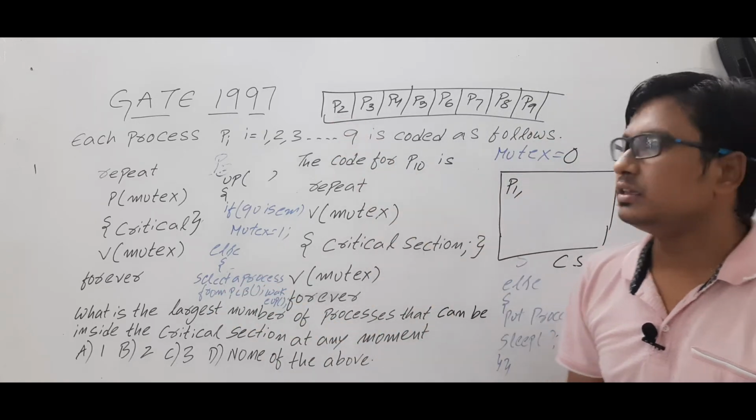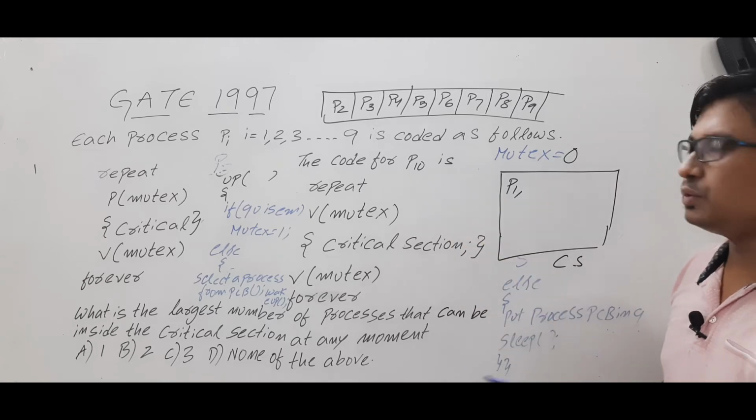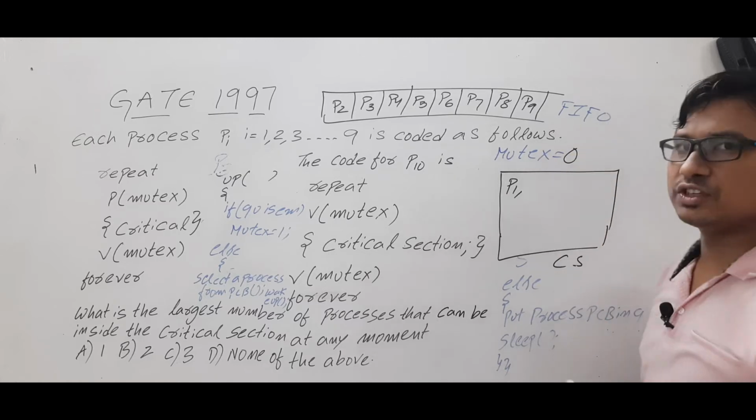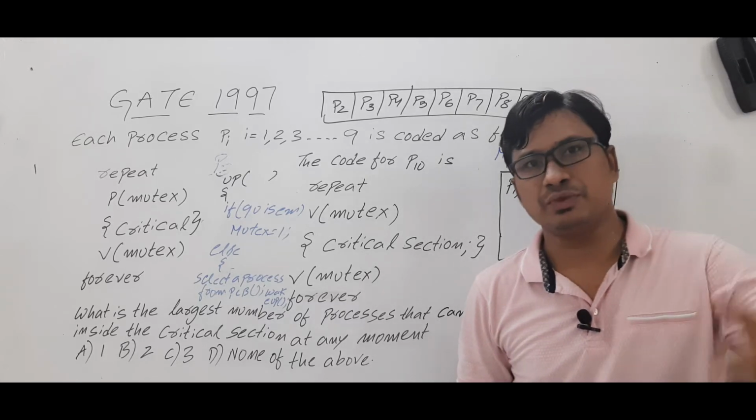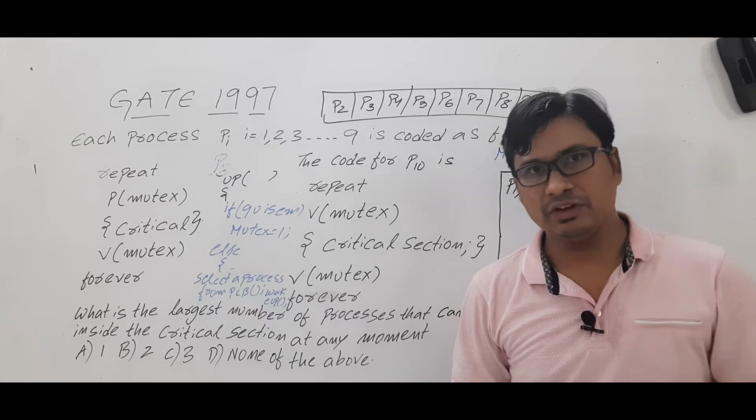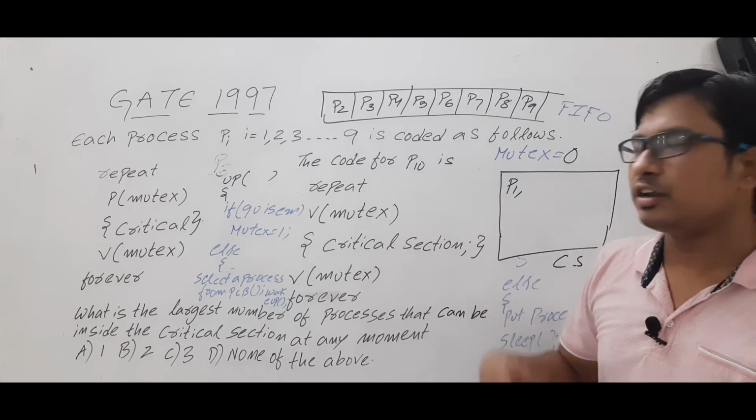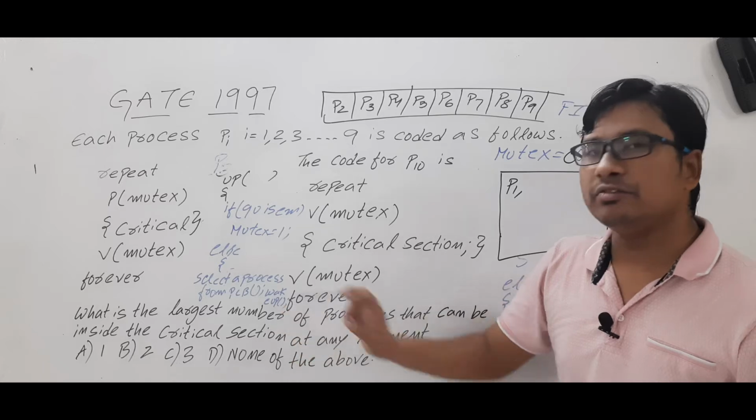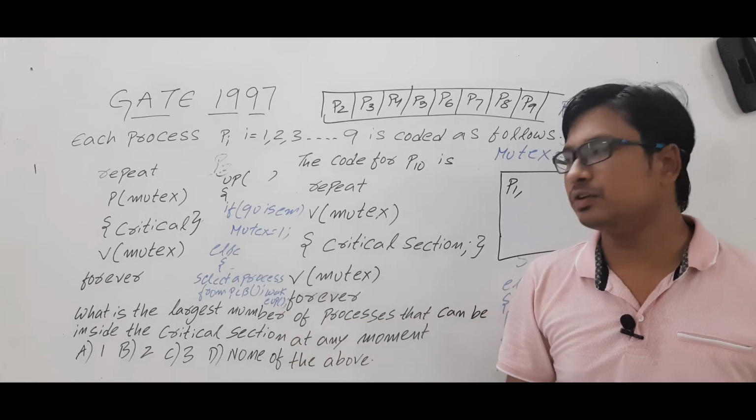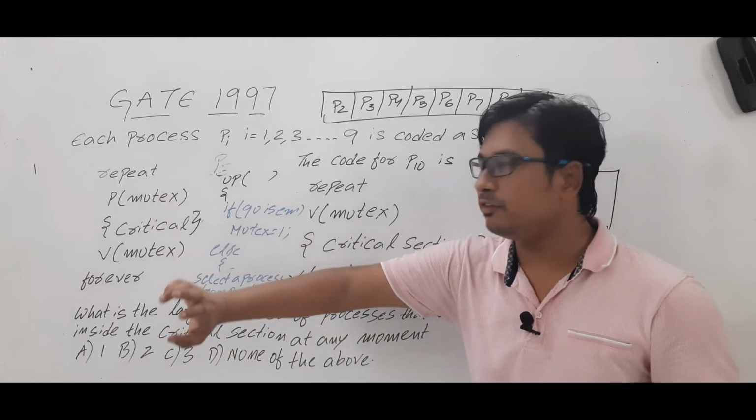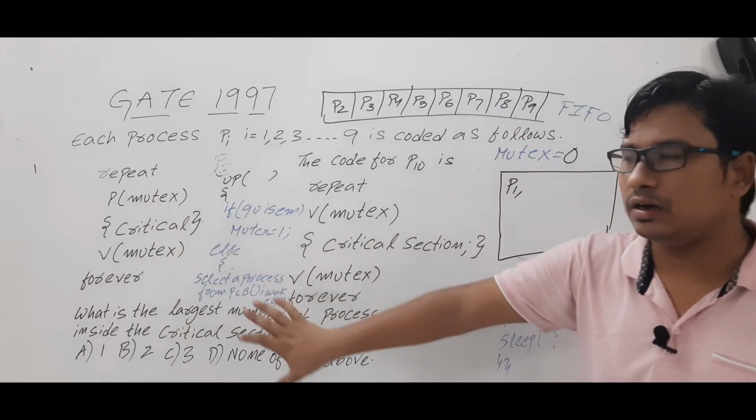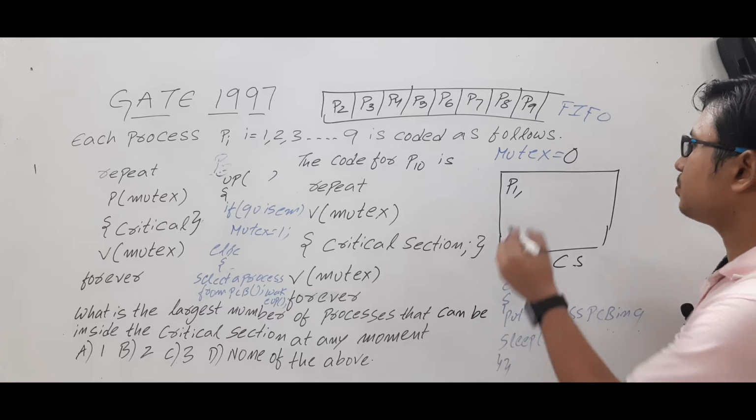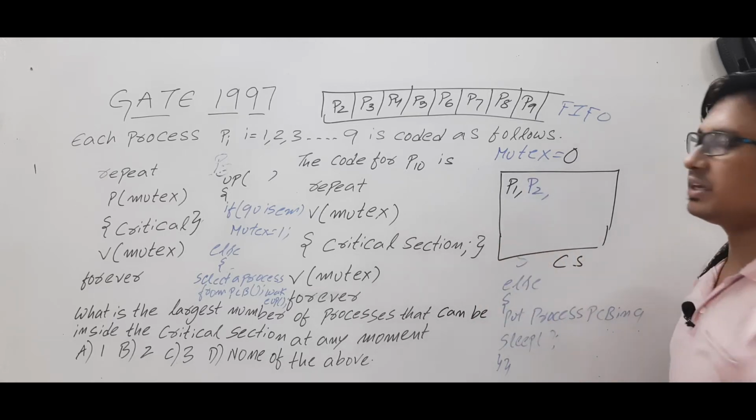I am implementing this using a queue, and you know that a queue uses the principle called first in first out. The meaning is that the process which entered the queue first will be removed first. So process P2 will be removed and woken up. Is it clear? So once it wakes up, as it has performed the down operation, after that there is a critical section. So process P2 will enter into the critical section.